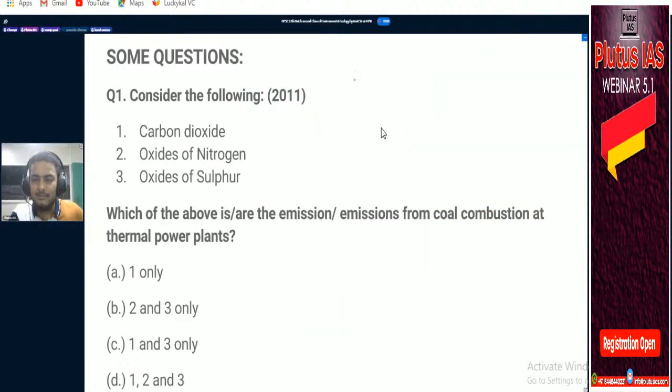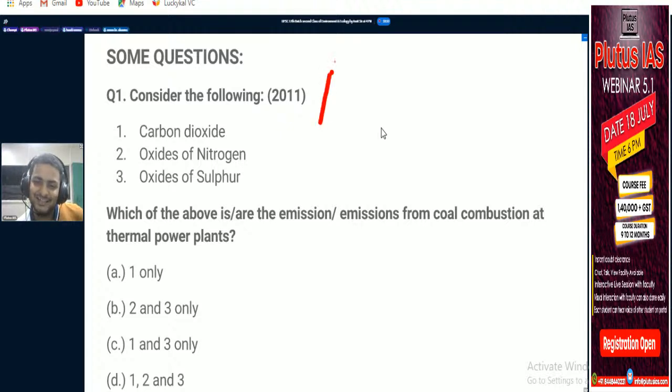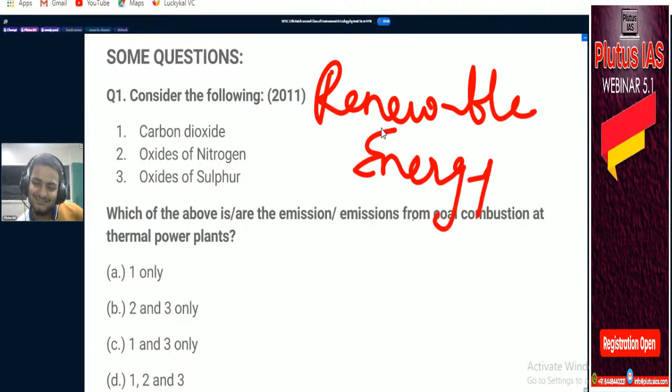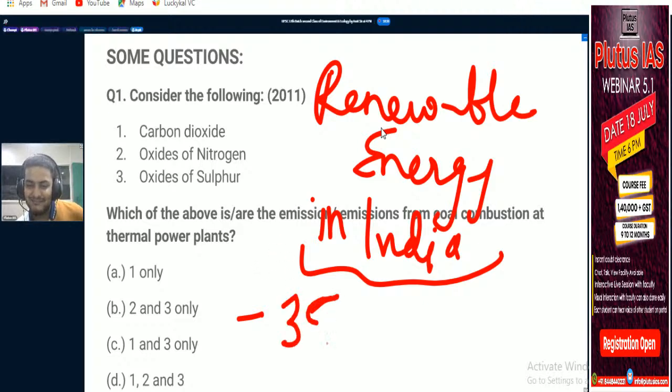Then the third assignment. What was the third assignment? Bioremediation was not the assignment. Renewable energy in India. So tell me the percentage of renewable energy in India. 35.8%, so around 35%.